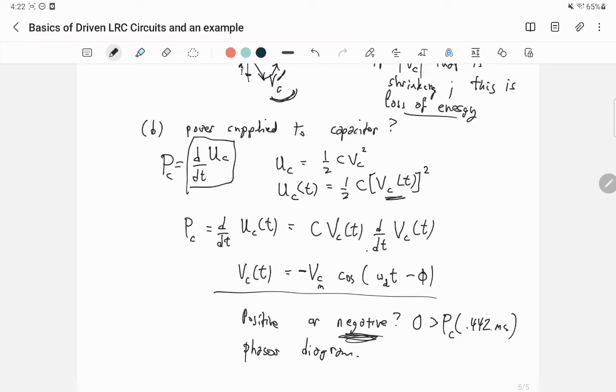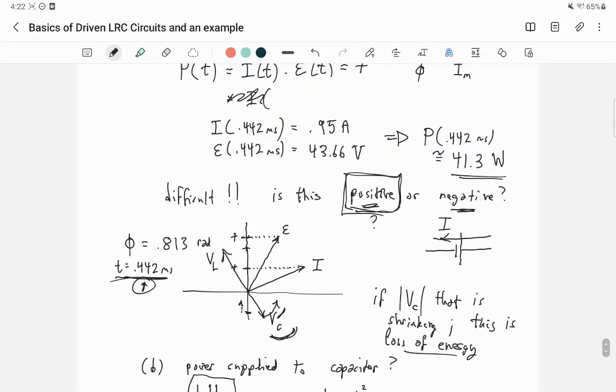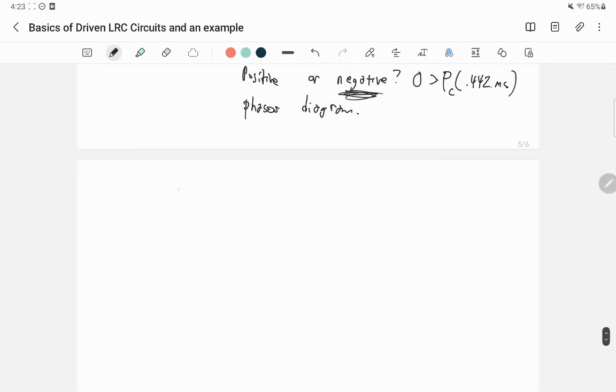It's pretty cool. When you take the derivative, it's the reason it gives you the minus sign at this particular time. What about the inductor? So anyways, let me just give you the waypoint. So now the power of the capacitor is negative, it's about negative 17 watts.